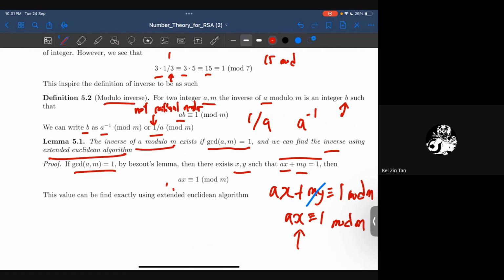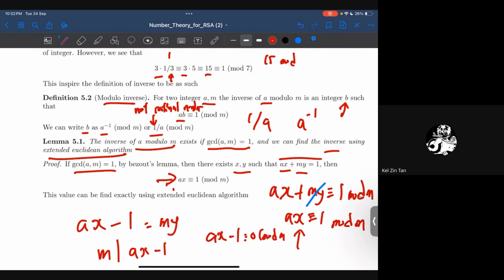So yeah, we have this. If you want to prove this more formally, you can say that ax minus 1 is equal to my, so m divides ax minus 1. So we have that ax minus 1 is congruent to 0 mod m. If this is true, then ax is congruent to 1 mod m. Okay, so that is the final thing that I want to say.